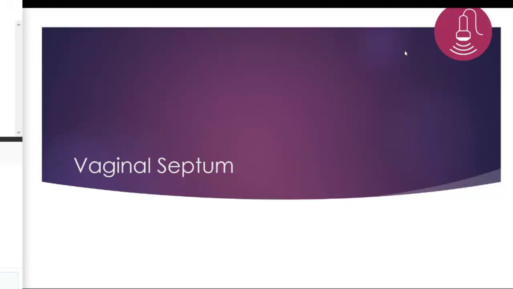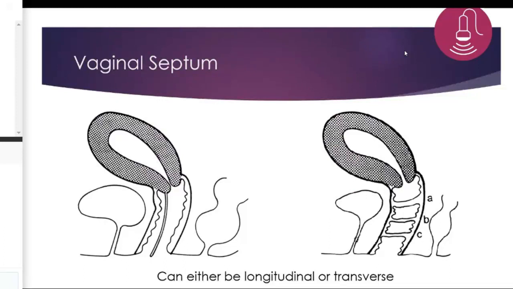All right, so we're going to move on. So now that we've gotten those terms out of the way, we can start talking about congenital anomalies. So we're going to start with the vagina. So vaginal septum is what we're going to talk about first. So a vaginal septum can be present if the Mullerian ducts don't fuse properly.